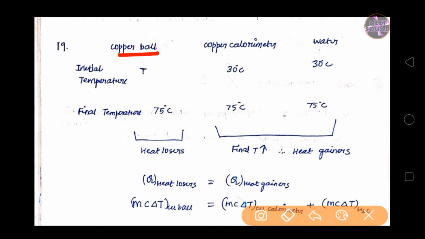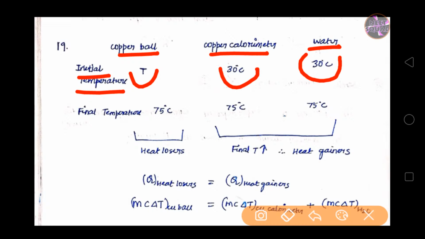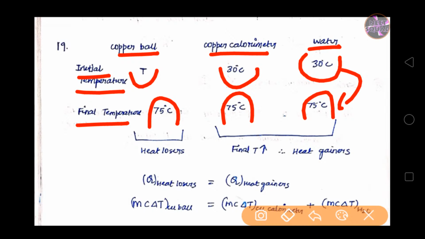So, solution: copper ball, copper calorimeter, water. Three things are given in this, right? Initial temperature of copper ball is T, that only we have to find. For copper calorimeter, room temperature 30 degrees Celsius and water also 30 degrees Celsius. Now final temperature is 75 degrees Celsius, because final temperature has to be the same for all the three materials. So 30 to 75, this is also 30 to 75. So final temperature is increased.